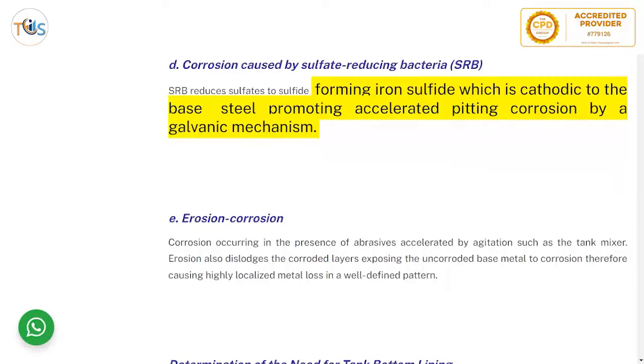Corrosion caused by sulfate reducing bacteria, SRB. SRB reduces sulfates to sulfide, forming iron sulfide, which is cathodic to the base metal, promoting accelerated pitting corrosion by a galvanic mechanism.